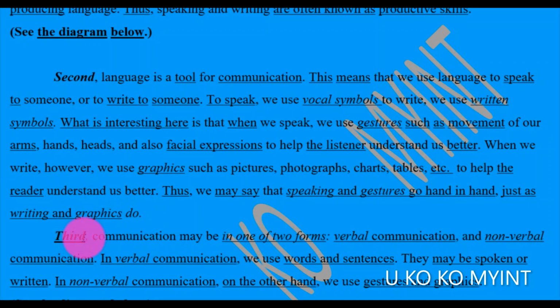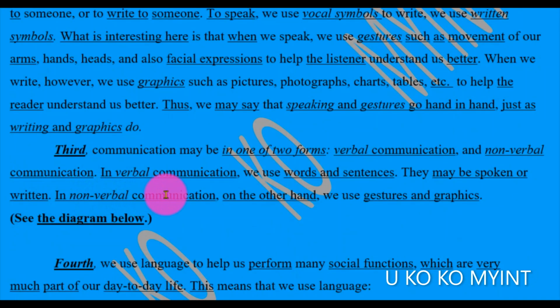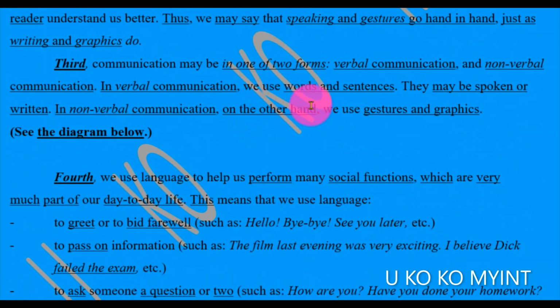Third, communication may be in one of 2 forms: verbal communication and nonverbal communication. In verbal communication, we use words and sentences. They may be spoken or written. In nonverbal communication, on the other hand, we use gestures and graphics. See the diagram below.